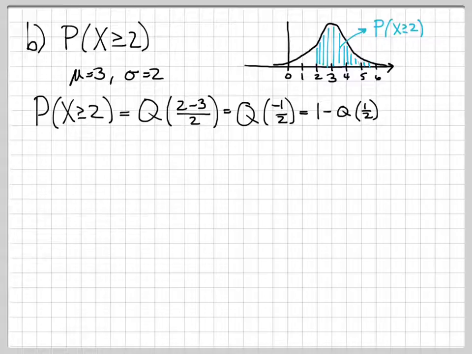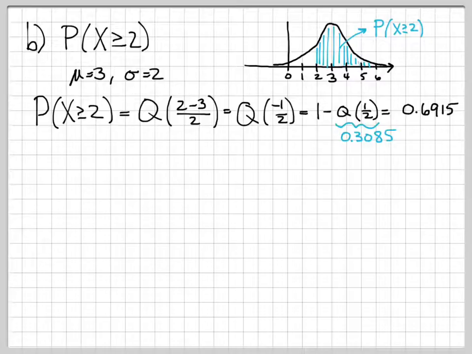So we can invert this and write 1 minus Q of a half. Then if we look in our table for the Q function, we see that the Q function at 0.5 is equal to 0.3085. So this quantity is equal to 0.6915. So that area that we shaded in blue is equal to 0.6915, and that seems like a reasonable answer.